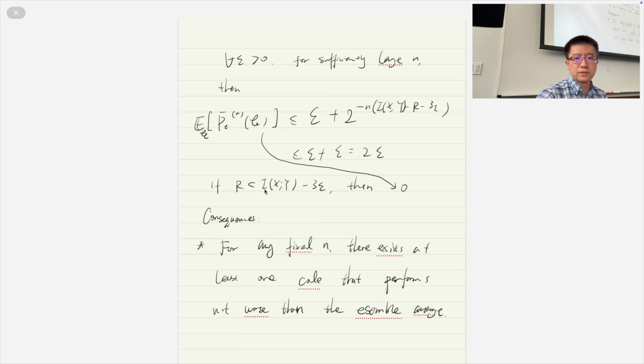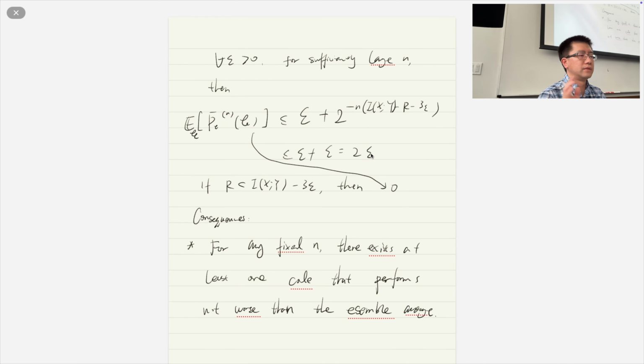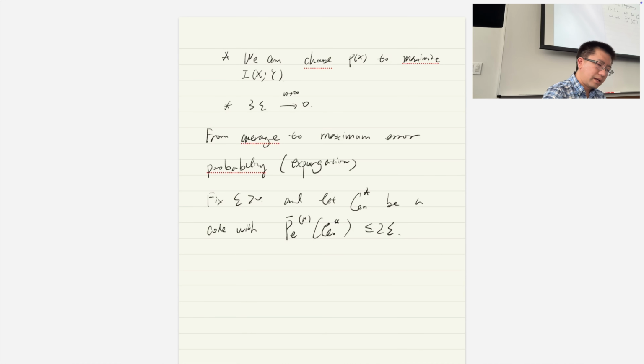Why is it 2 epsilon? It's because of this, right? We find one code such that the error is less than 2 times epsilon, and the condition for that is R is less than C minus 2 epsilon. And then what we do is we sort all the messages here, and find the worst half or the best half.